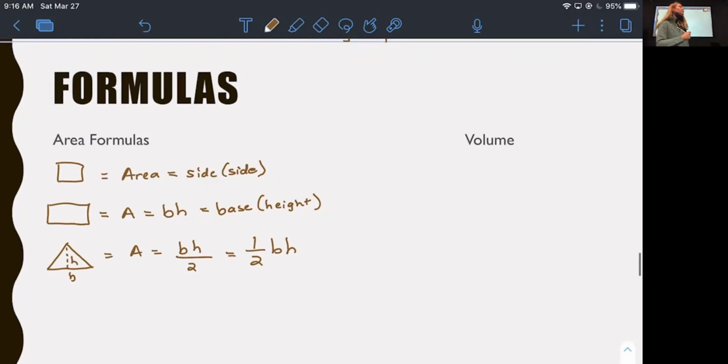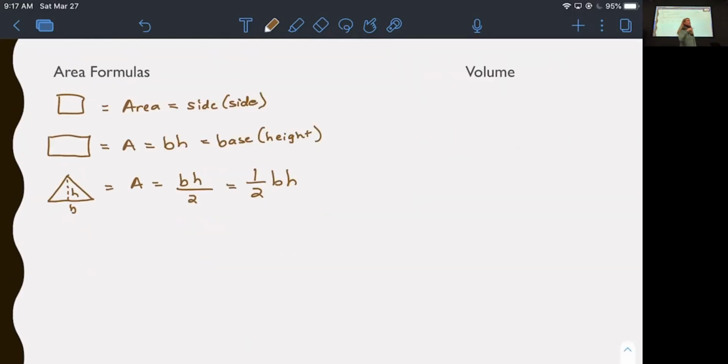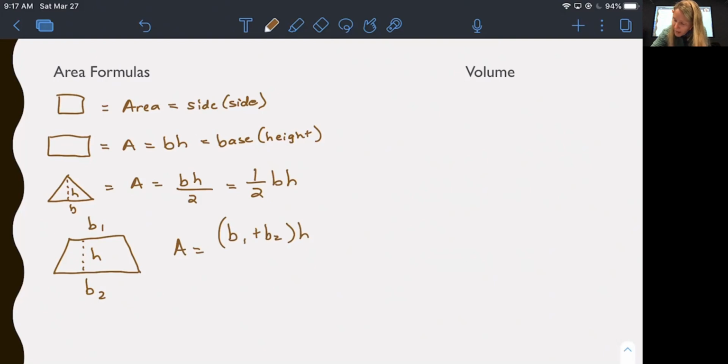Sometimes you need the area formula for trapezoids. Sometimes you can break it up into triangles and a rectangle, but sometimes you actually need that area formula. So if it's a trapezoid, you have base 1 and you have base 2. The bases are the parallel sides. So the two sides that are parallel are your bases. So the area formula for a trapezoid is you add up the two bases, you multiply by the height, and then you divide by 2.